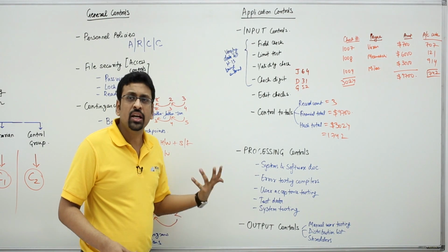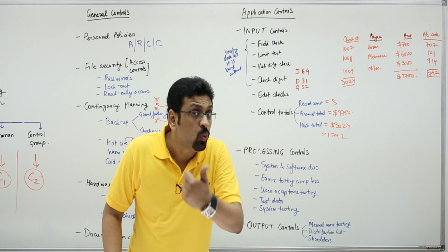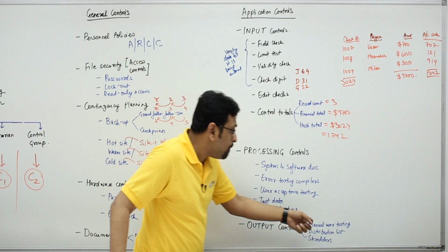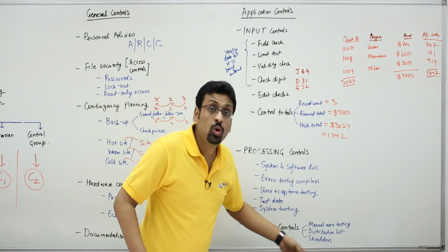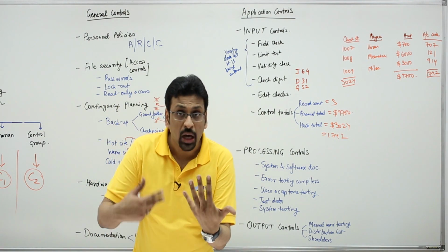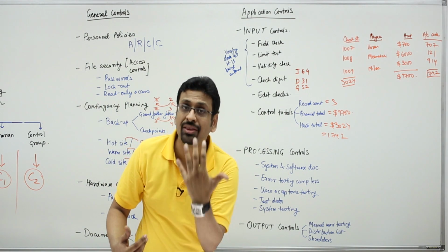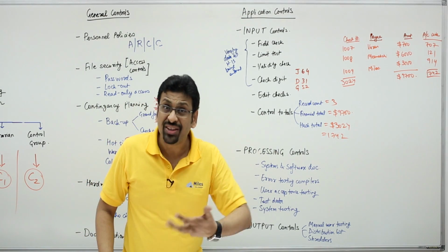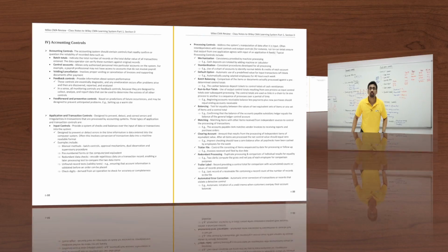Output controls. Here you want to make sure that the processed results are valid, and you want to monitor the distribution and use of output. So you do manual user testing to check if the output is fine. You might want to look at the distribution list before the output gets distributed to make sure it's only distributed to authorized people, to people who should be receiving this output. And if it's sensitive information, better use shredders.